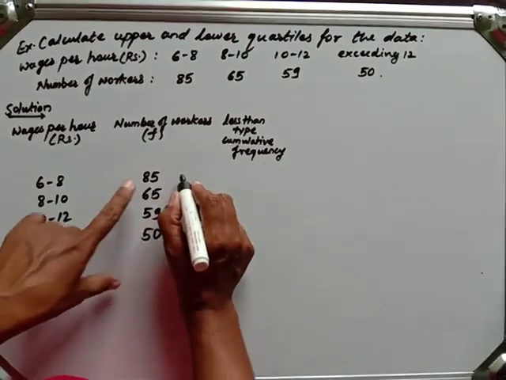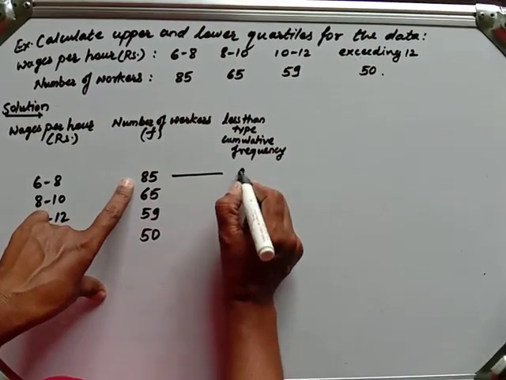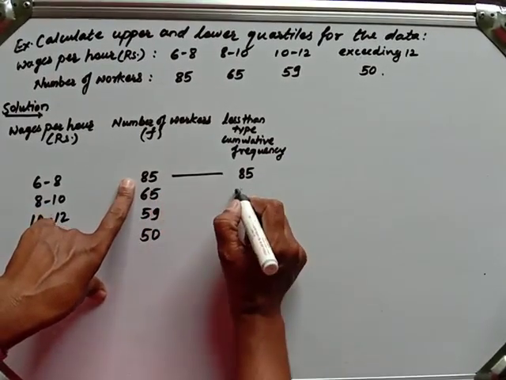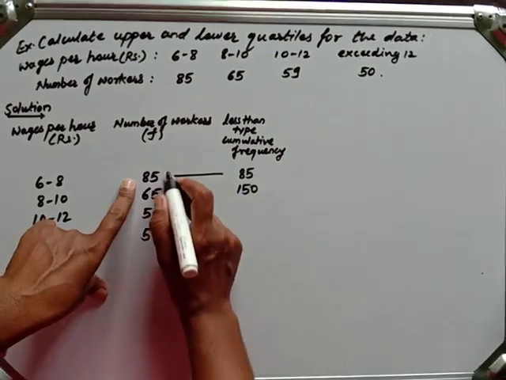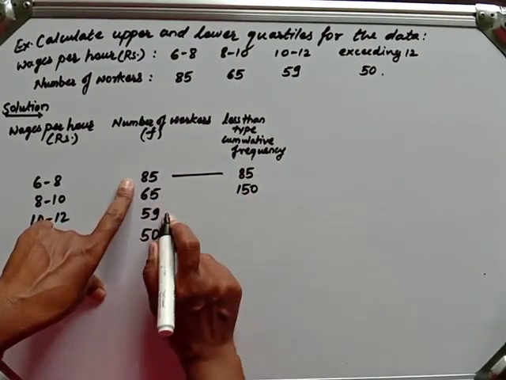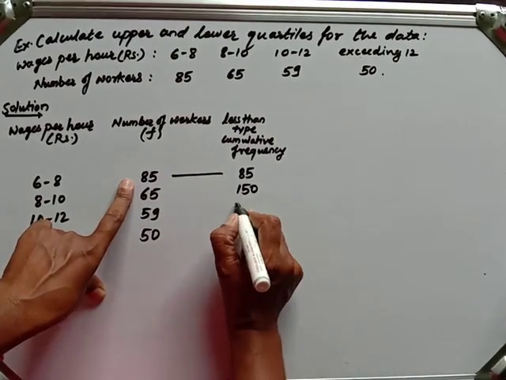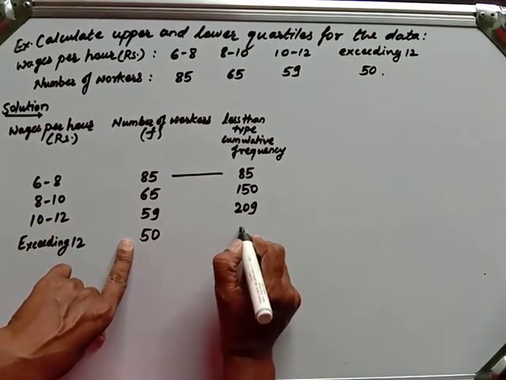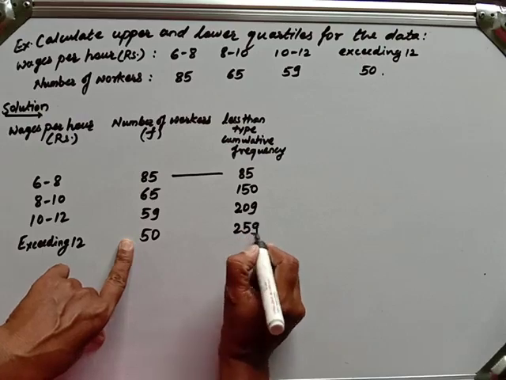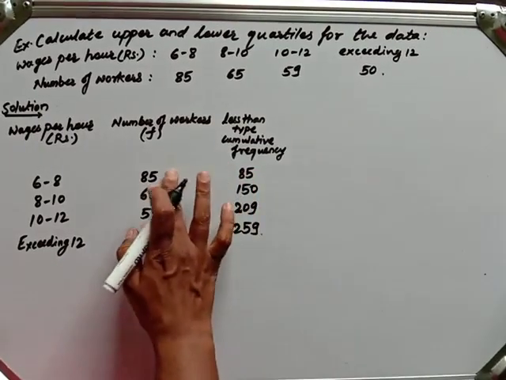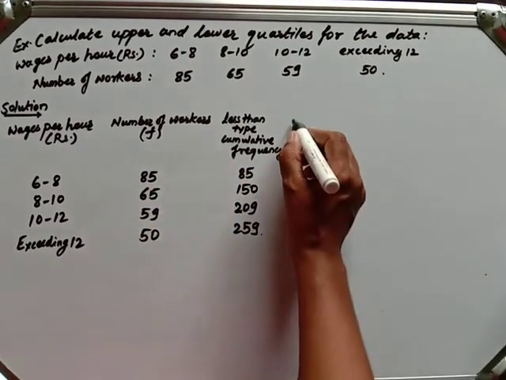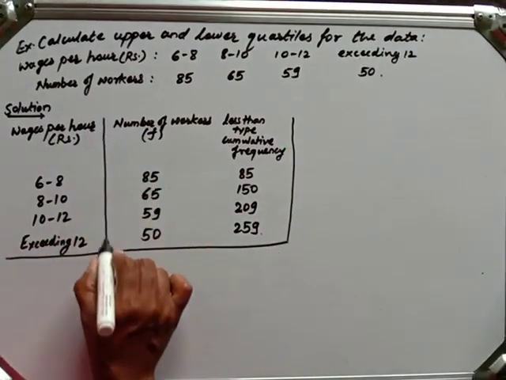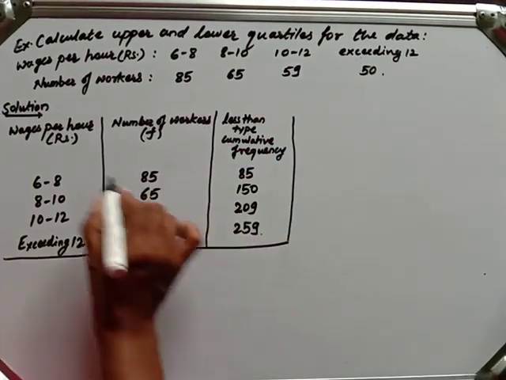Now the less than type cumulative frequency. This one has the same frequency, 85. This one will be the addition of these two, and that will be 150. Then the addition of 3, 150 plus 59, is 209. Then 209 plus 50 will be 259. So this is our table here. We need it for our calculations.